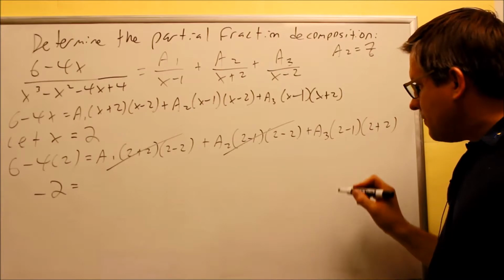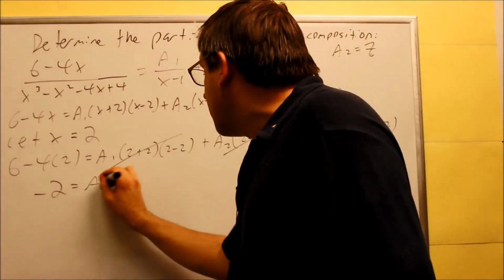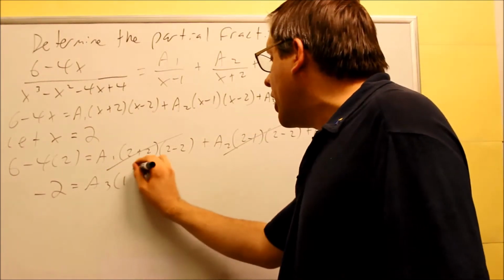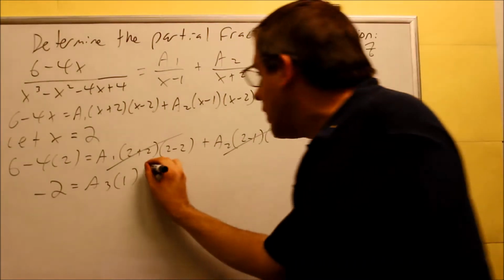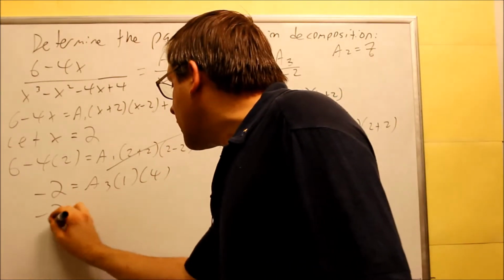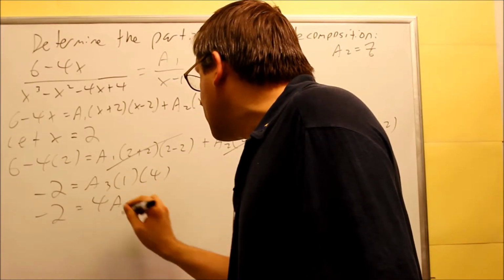I'm left with this. I have A3 times 1. That's the part inside here. And then this part is going to be 4. So I get negative 2 is equal to 4 times A3.